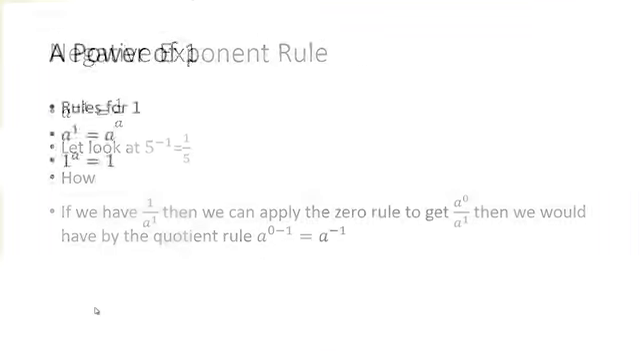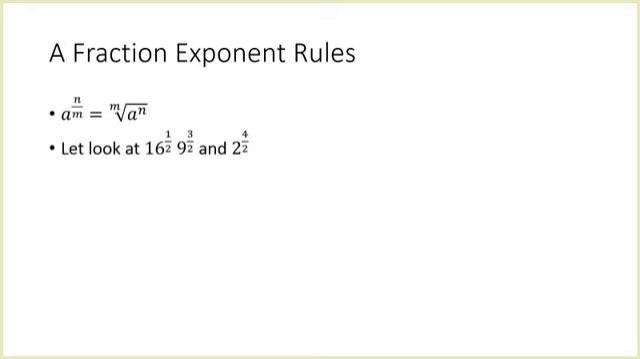Now that we've reviewed our exponent rules, we can look at what happens if we have a fraction. And so we have a to the power of n over m, which equals the m-th root of a to the n. Okay, and we can also write the m-th root of a, to the power of n. Either one of these will work.